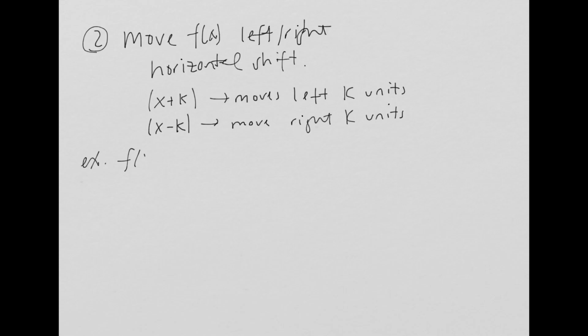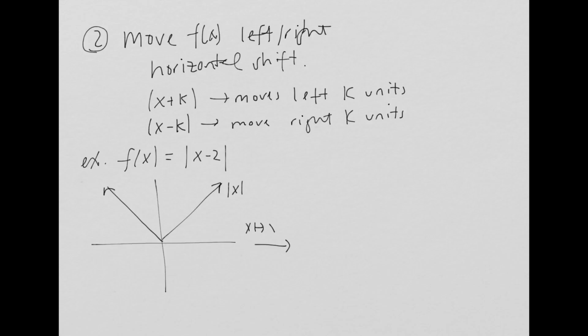So for example, let's look at the absolute value of x minus 2. So start with what you know. We know what the absolute value of x looks like. This is the absolute value of x, so start with that. How is the absolute value of x minus 2 different? Well, instead of an x, we have an x minus 2. Since I'm replacing x with something else, that's going to be a horizontal shift.